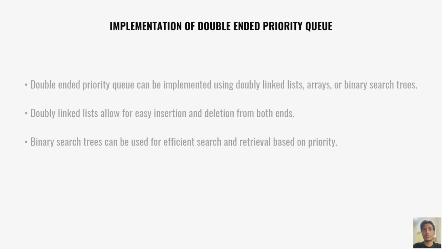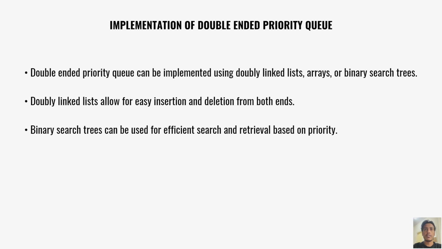So next we will move to implementation of double-ended priority queue. A double-ended priority queue can be implemented using a doubly linked list, binary search trees, arrays, or trees. A doubly linked list allows for easy insertion and deletion from both ends. Binary search trees can be used for efficient search and retrieval based on the priority.